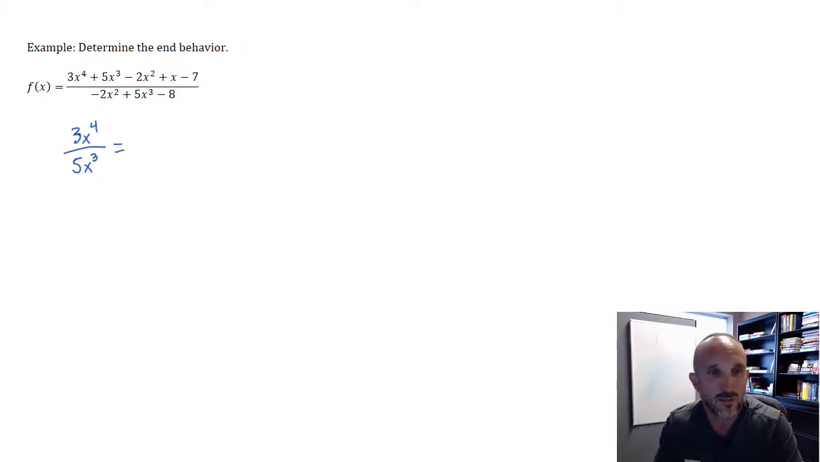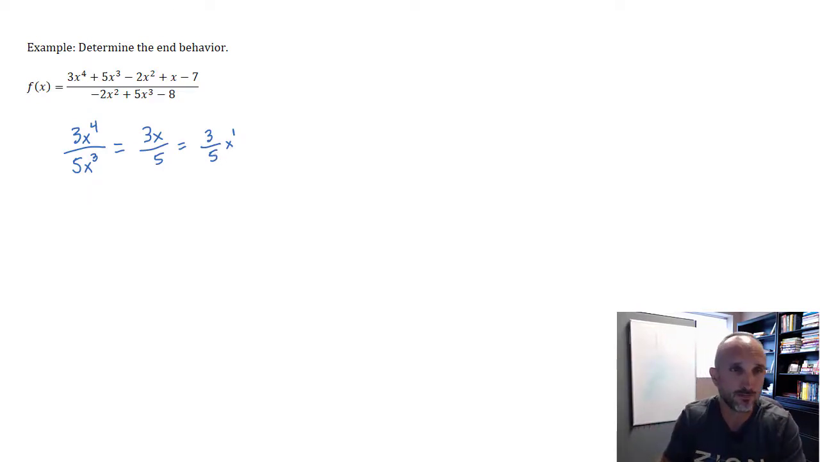Now this time, I have more x's on top. So the 3 x's on the bottom will cancel with 3 of the x's on the top, leaving an x behind on top. So we get 3x over 5, which, if I separate the coefficient, is the same thing as 3/5 times x to the first power. I have more x's on top, not on bottom, so I'm not dividing by x to a power. That means our ends are both going to grow.